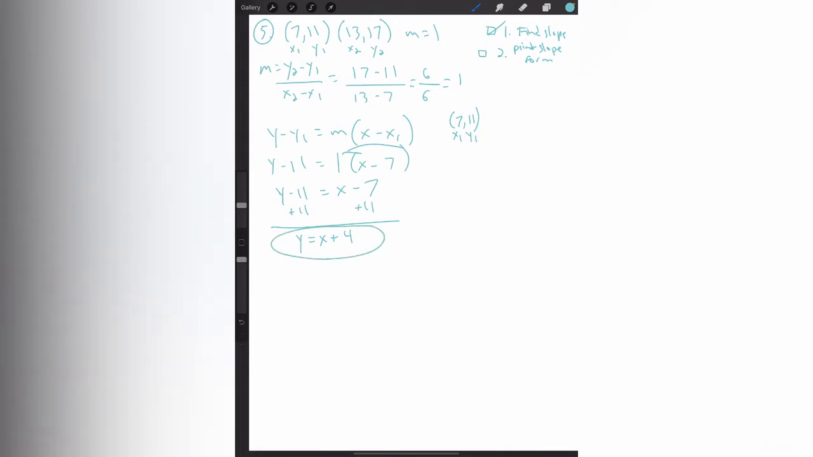And that's what I should end up getting in the end. Let me substitute both values in just to make sure. Let me check my work.